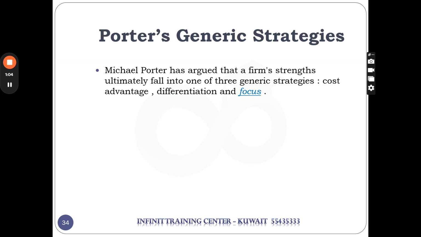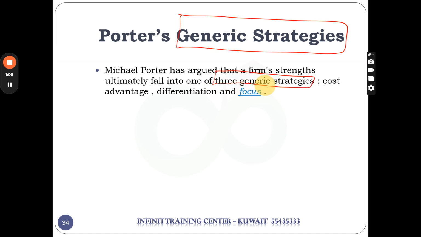And Porter also has some generic strategies. This is also there in your LOS. Porter has argued that a firm's strengths ultimately fall into one of the three generic strategies. Your company's strength is going to fall into three categories, three strategies. One is cost advantage. In a simple way, you are selling your products at low cost.